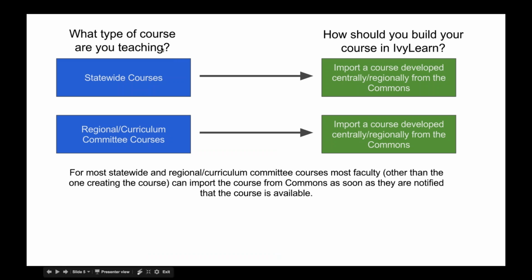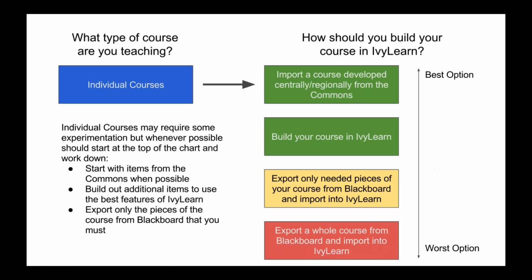So again, if you're teaching a statewide or regional course, your method of getting your course is going to be grabbing it from Commons, and you'll be notified as those courses become available, and you can come onto Commons and grab those and dump them into your courses. That'll be really easy. I'll show you how to load stuff from Commons today. It is a very, very simple, very easy process. So we'll show you that in just a moment.